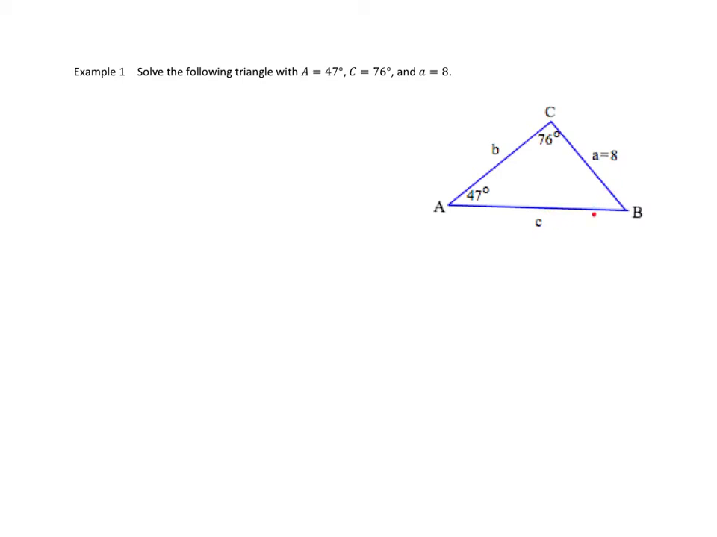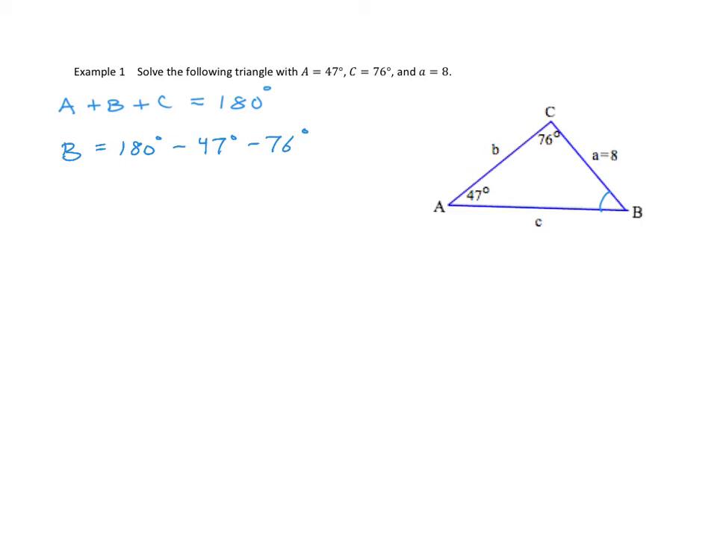I think to start with, the easiest thing to solve for would be angle B. The reason that we can solve this is if you take the three angles that appear within the triangle and add them together, that is equal to 180 degrees. We already know two of them, so we can solve for the remaining one. So the measure of angle B is equal to 180 degrees minus 47 degrees minus 76 degrees.